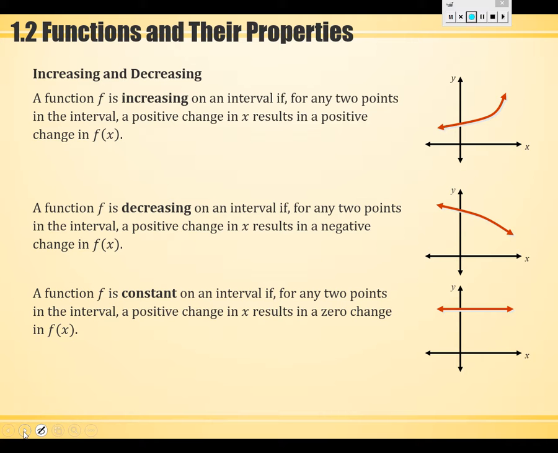For any two X values you pick on an interval where you claim it's increasing, that should be true. I should be able to pick two points in your interval and have that be true. A positive change in X results in a positive change in Y over those two points. So that might seem uncontroversial to you, but the reason I bring it up is because what about a graph of a function like this?